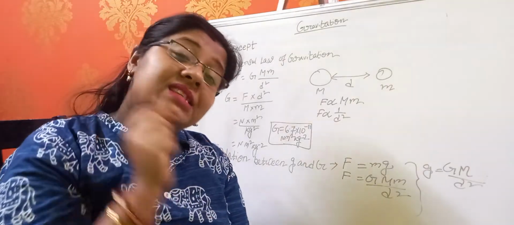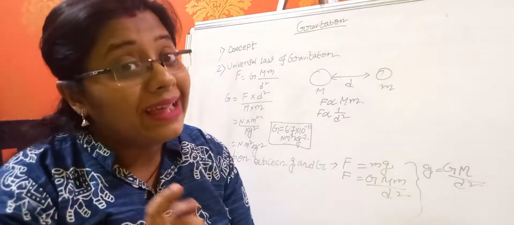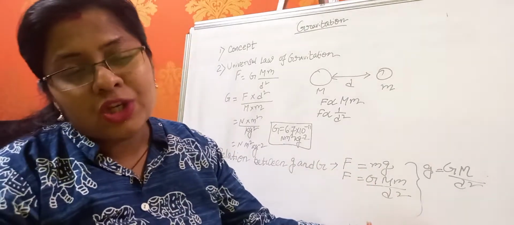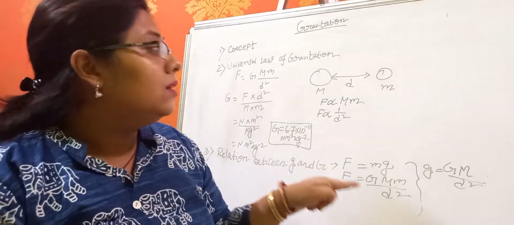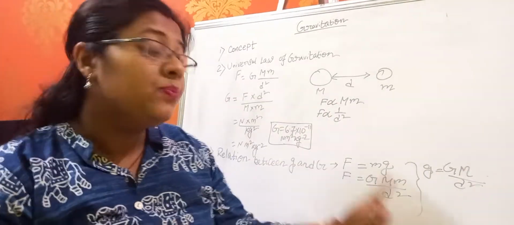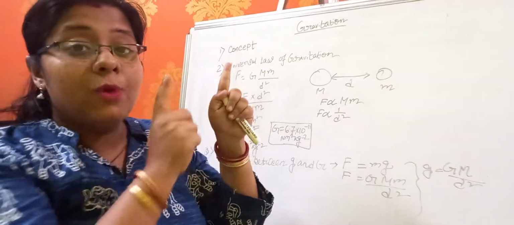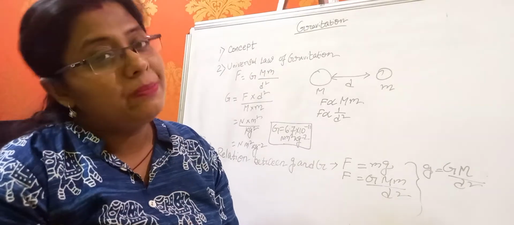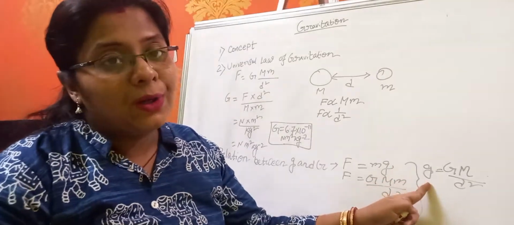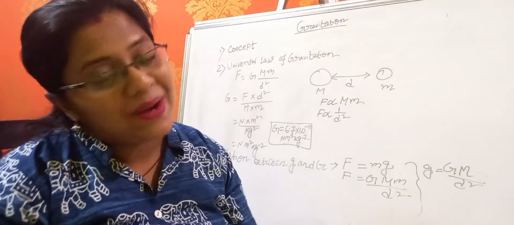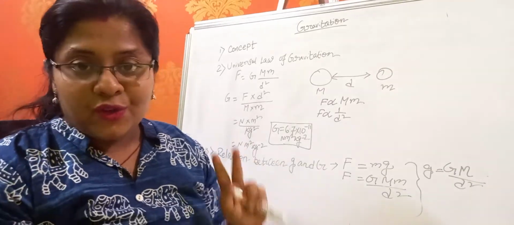But if you get the same question for 2 marks, in that case you have to show the calculation. F equal to mg, then the universal law of gravitation. After that you will do the comparison. From there you will cancel the small m from the left side and the right side. After that you will get small g equal to capital G into capital M divided by d square. Fine?